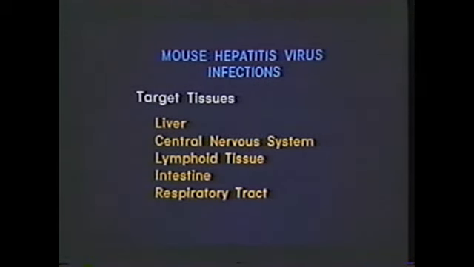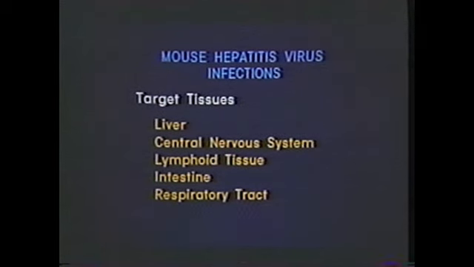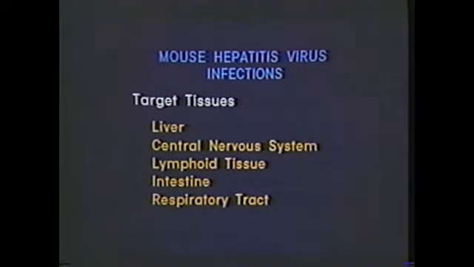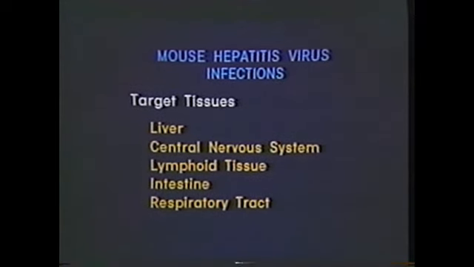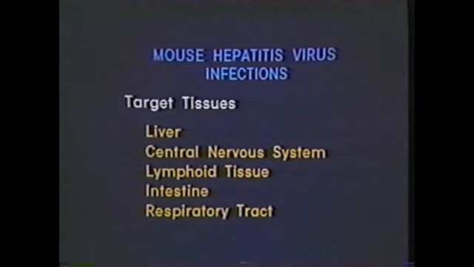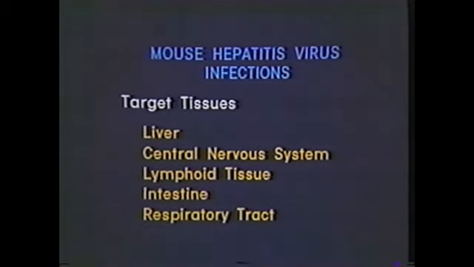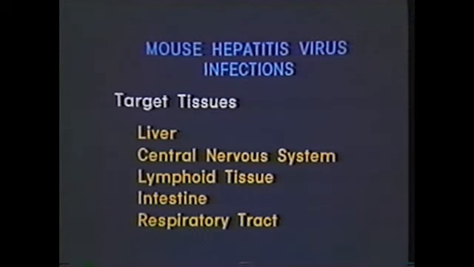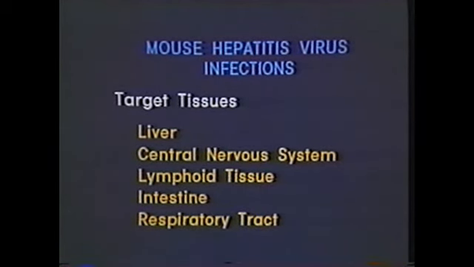So just to reiterate some of the target areas with mouse hepatitis virus infections, it's unfortunate that we're saddled with the name mouse hepatitis virus because there are a variety of other tissues that may be affected. In addition to the liver, the central nervous system, a non-suppurative encephalitis, lymphoid tissue, intestine, and also the respiratory tract.